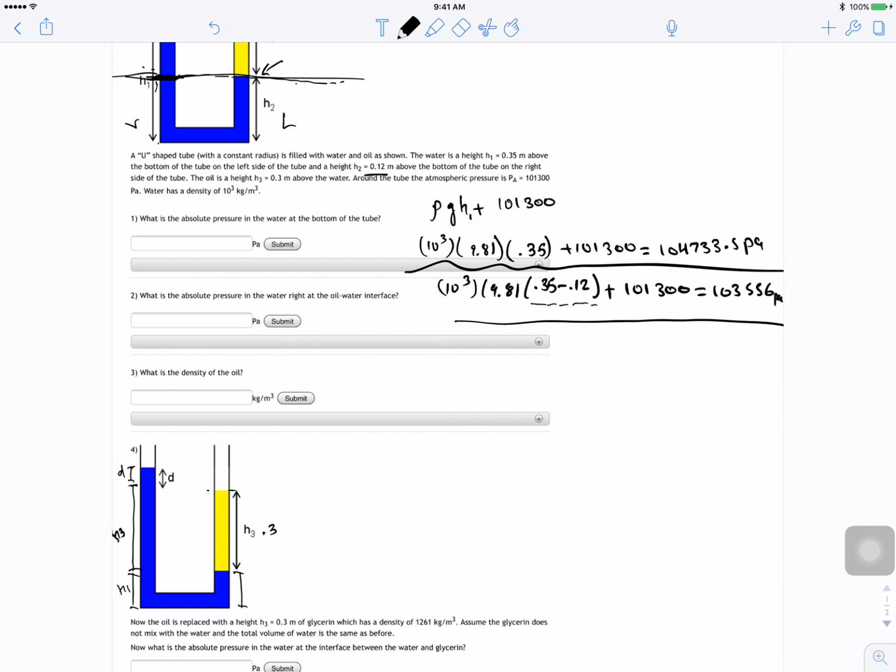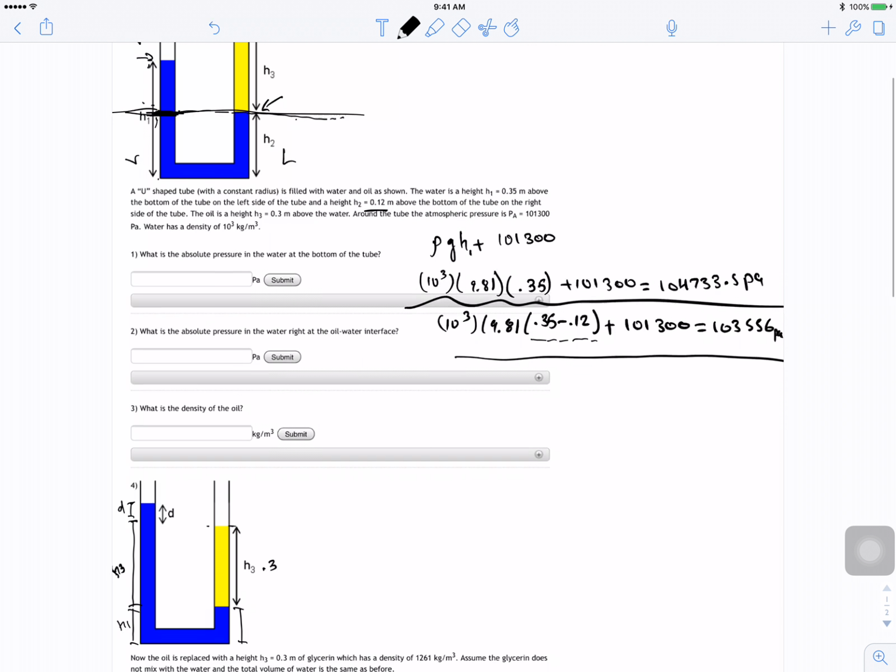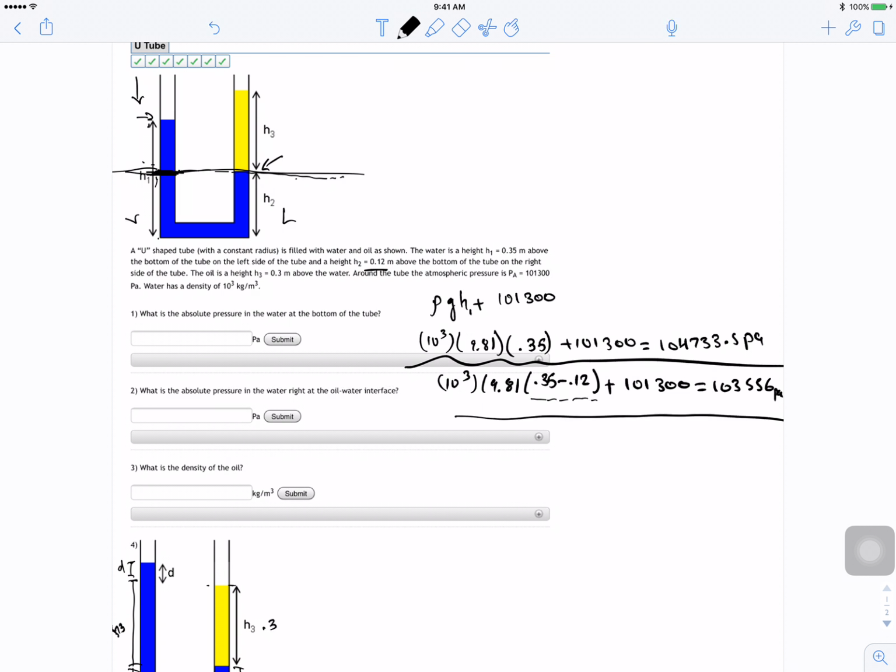So what is the density of the oil? We'll do the same thing. We know that the pressure at these two points is the same. Let me use another color. So here and here have the same pressure.